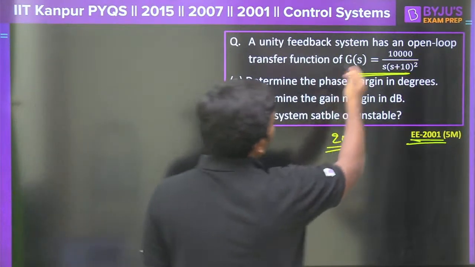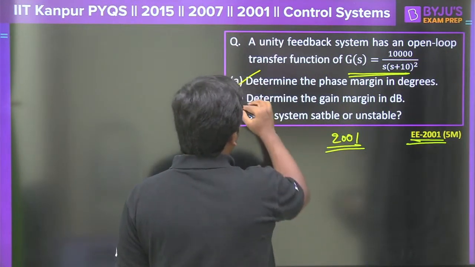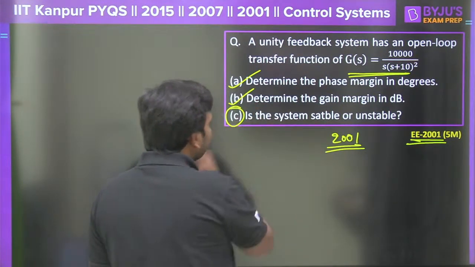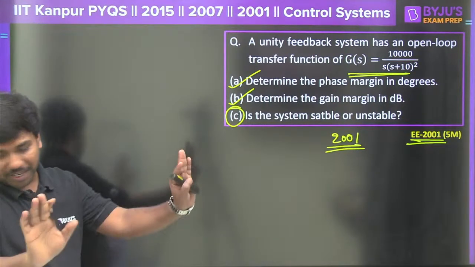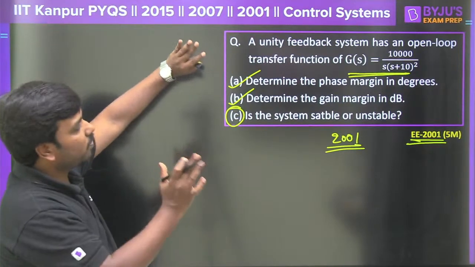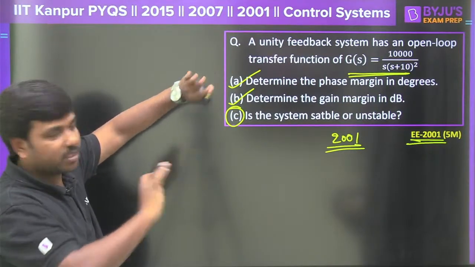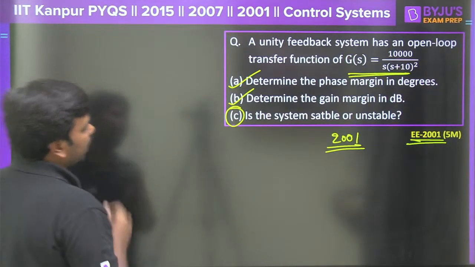So a unity feedback system has an open loop transfer function. Determine the phase margin and determine the gain margin, and whether the system is stable or unstable. So in fact all are given here. If you answer this question, all the concepts of phase margin, gain margin and stability relation will be cleared. So let's take up this question because this is a good question actually, right?